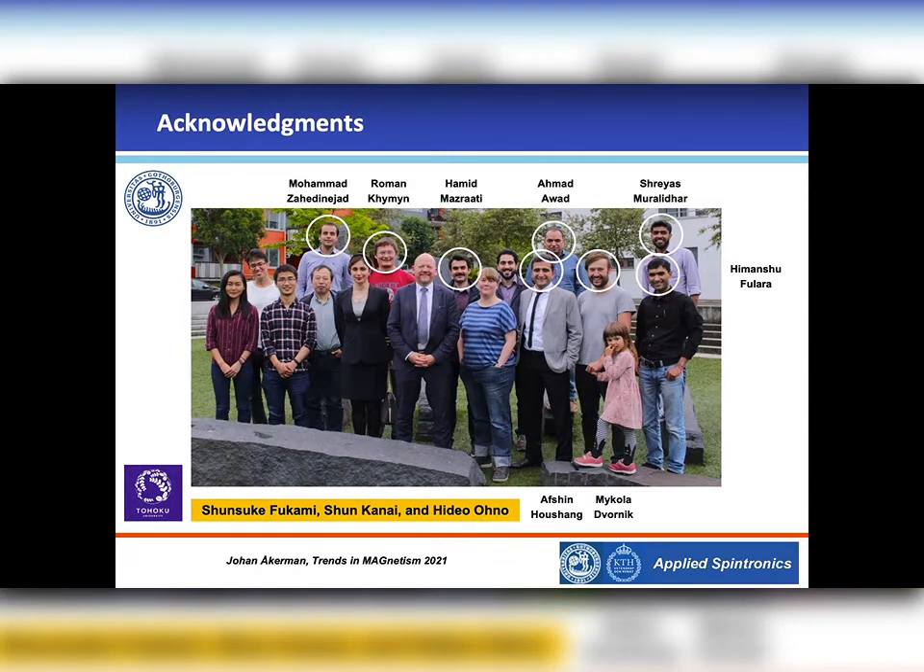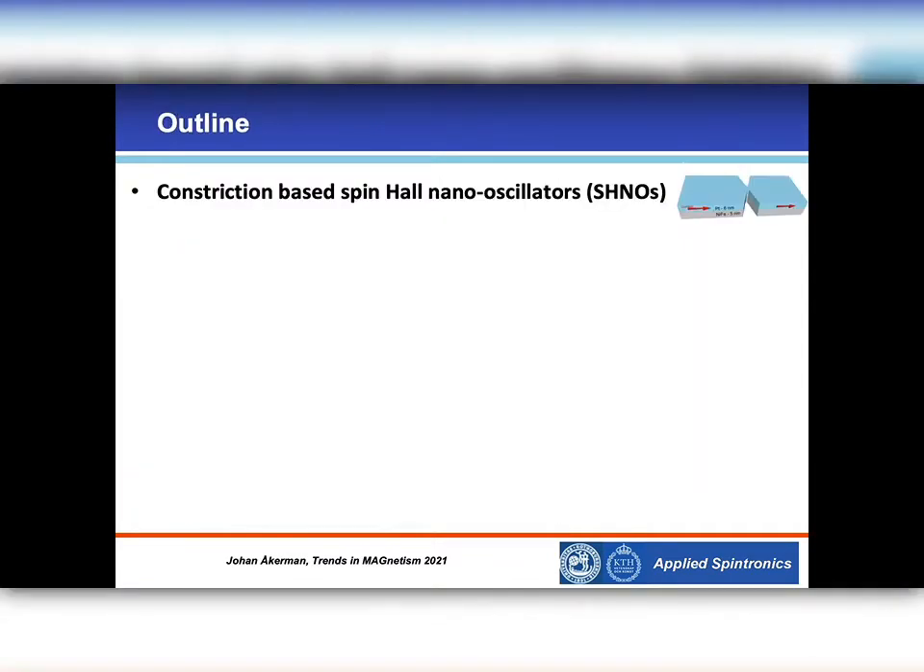I also want to gratefully acknowledge our collaboration with Tohoku University. Shunsuke Fukami, Shun Kanai, and Hideo Ono have provided us with some stacks and a lot of insight and good collaborations. So the outline of my talk is I will briefly describe spin Hall nano-oscillators.